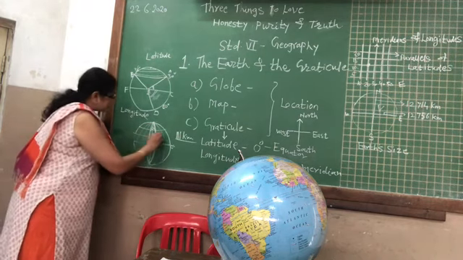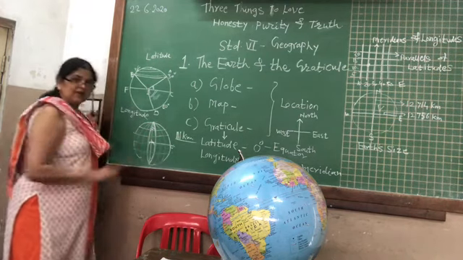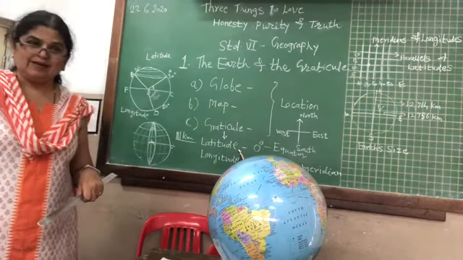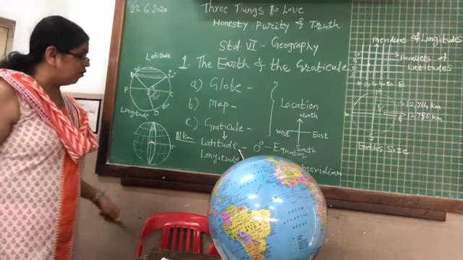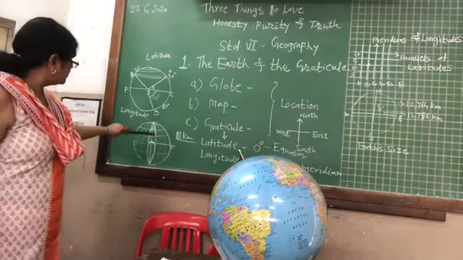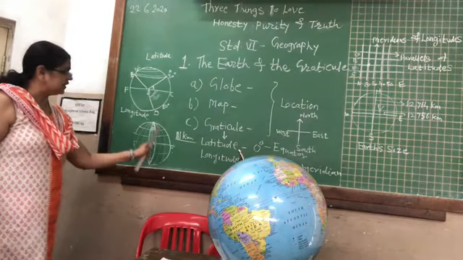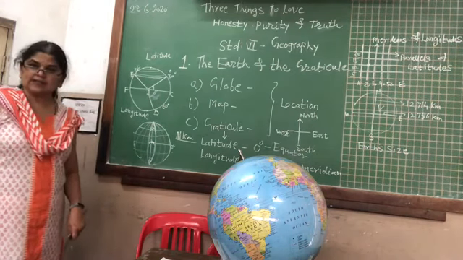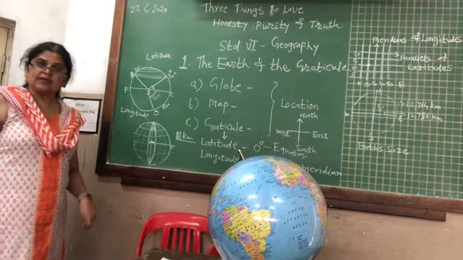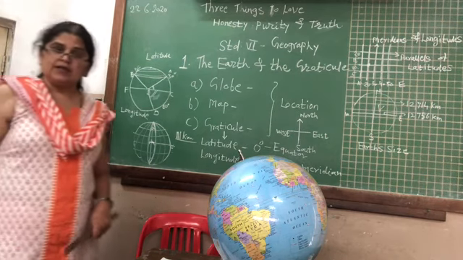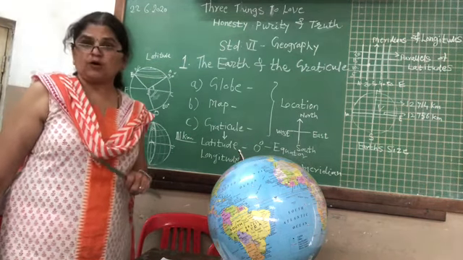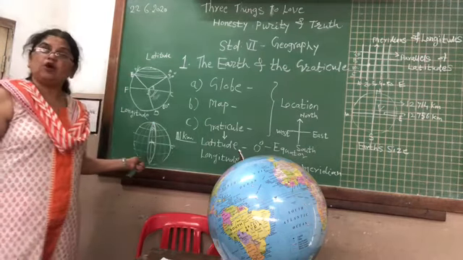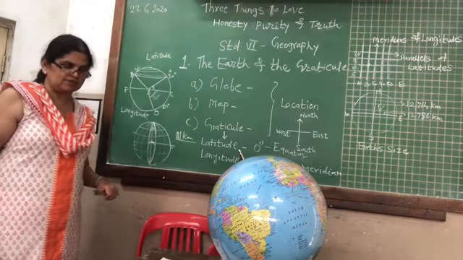When I draw like this, it appears like a football. These horizontal and vertical lines we call a graticule. The graticules are very important to understand and to describe the location of any place.